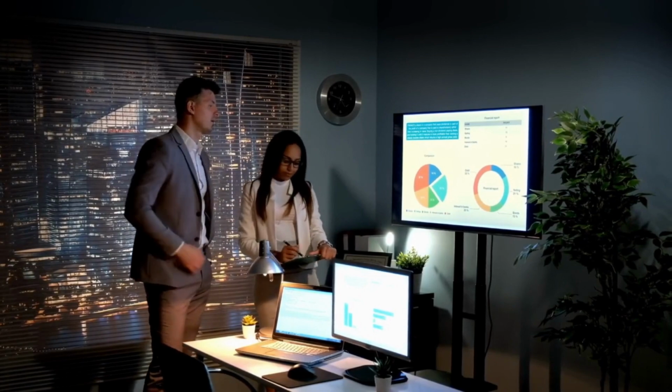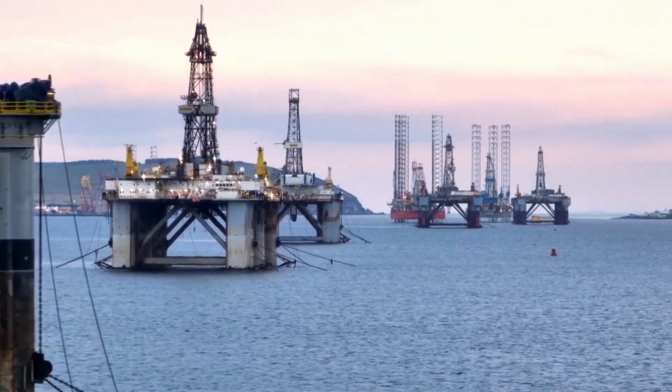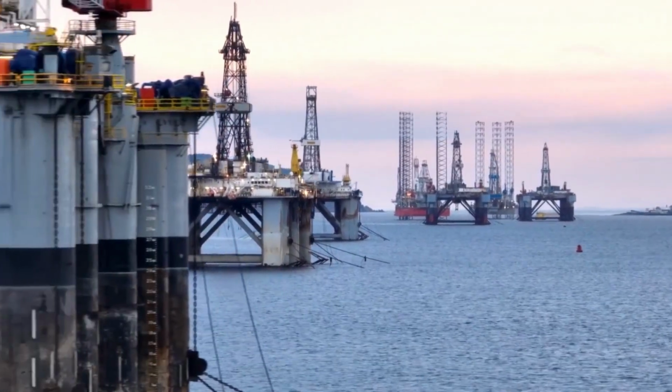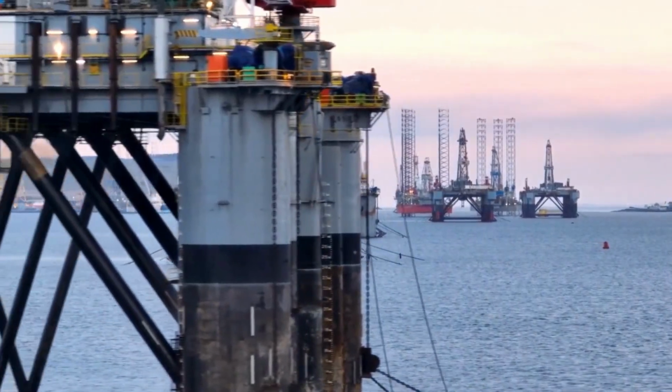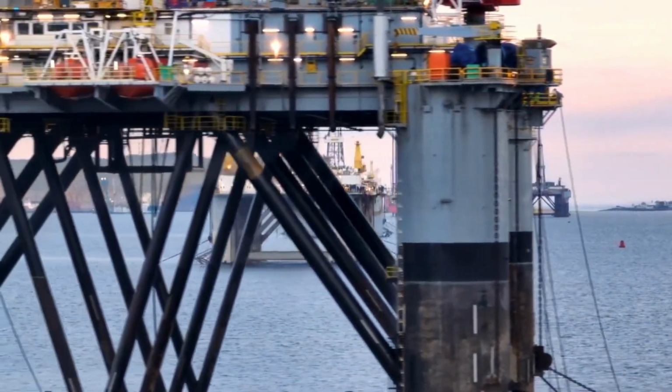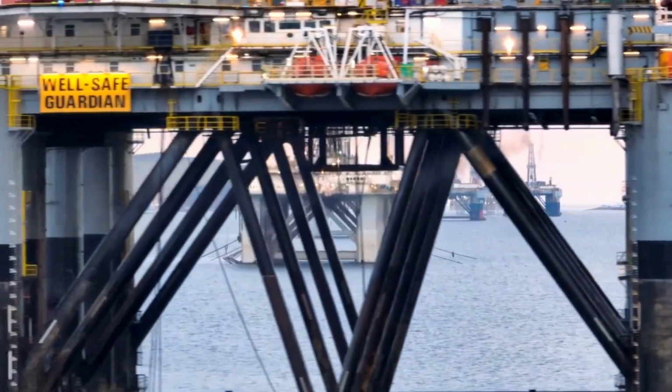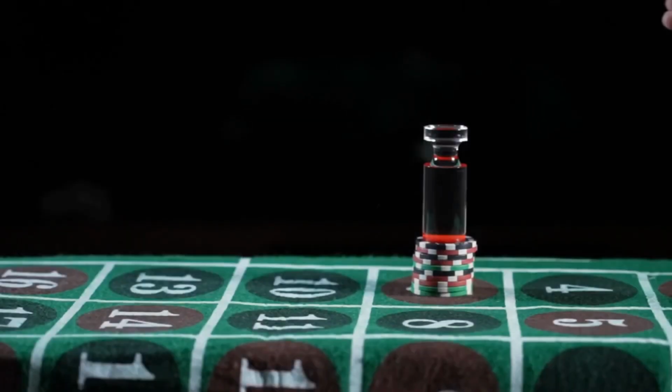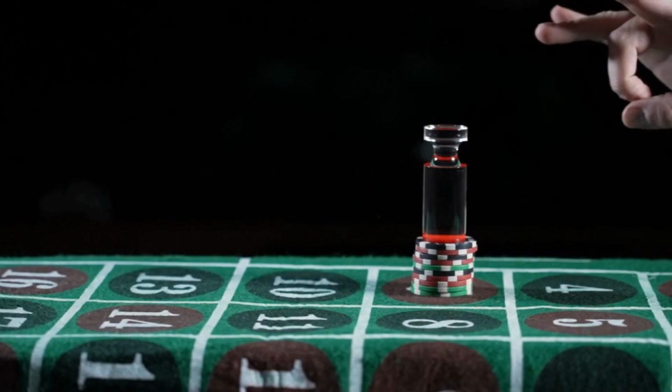There are many other types of assets that can be bought and sold on the stock market, including commodities such as gold and oil, and real estate investment trusts, REITs. It is important for investors to understand the risks and potential returns of each type of asset before deciding to invest.